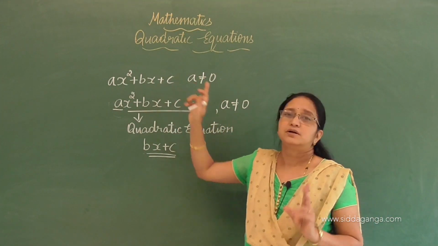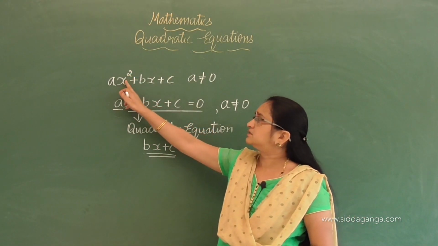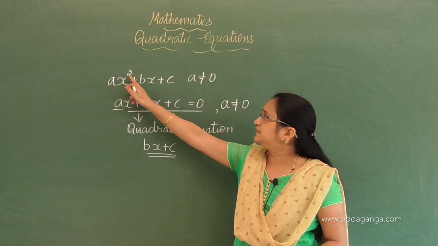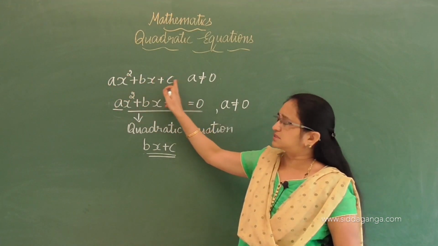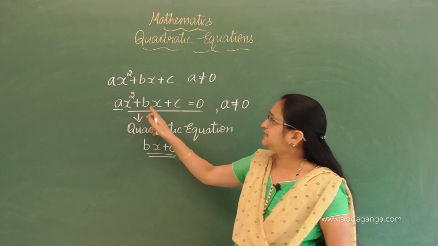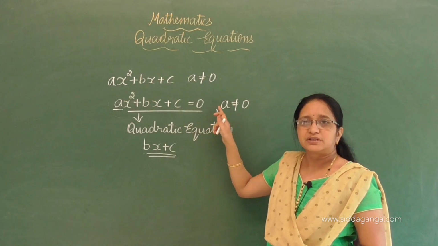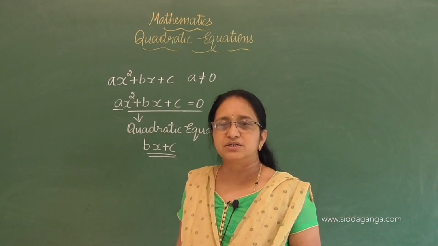So we know ax square plus bx plus c, where a is not equal to 0, represents the quadratic polynomial. What is a quadratic polynomial? The highest power, that is the degree, is 2. Because of this it is a quadratic polynomial. When a quadratic polynomial is equated to 0, it becomes a quadratic equation. I hope you understood this.